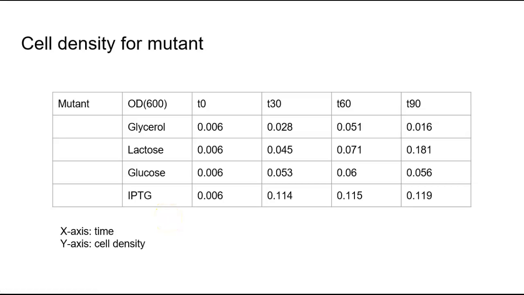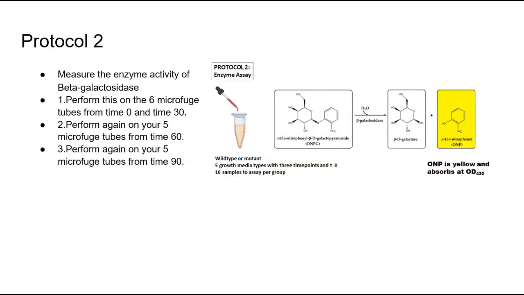And whenever you want to find out what the mutation was, what specifically was mutated, you could go back between these two and compare the results and come up with a logical conclusion over what you think might have been mutated in this bacteria. So that was cell density, which has to do with protocol 1.